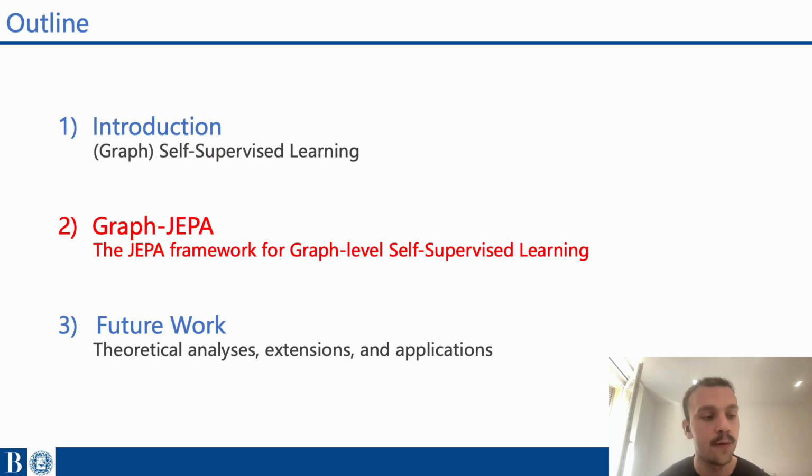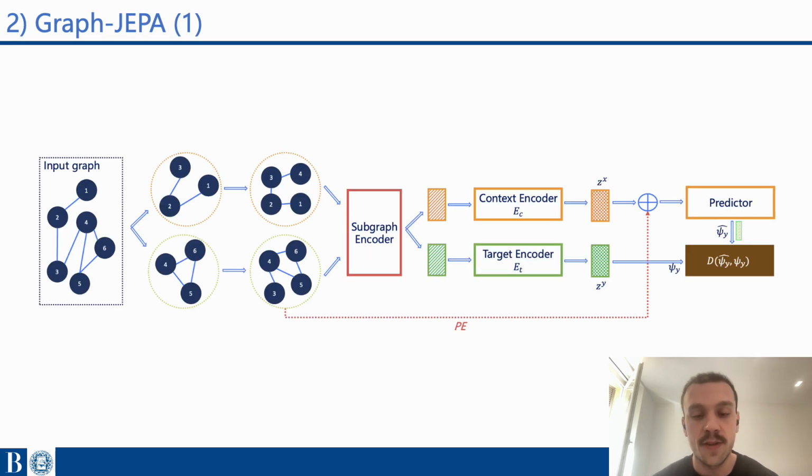So without further ado, let me get started on Graph-JEPA, which is this first, let's say, modern JEPA framework for graph-level self-supervised learning. So Graph-JEPA is conceptually very simple. The idea is that you start with an input graph, which is divided into different subgraphs. And then each one of these subgraphs is fed through a neural network encoder, which is usually a GNN. And then you produce a fixed vector representation for each subgraph.